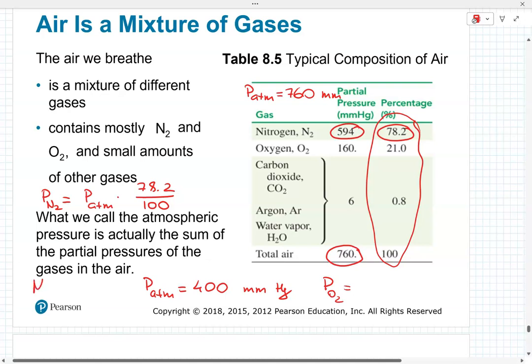So in the mountains, like you are on top of Mount Denali, I really have no idea how high you have to go, you have 400 millimeters of mercury. Are you with me? How do we calculate then the partial pressure of oxygen? So we would have to create another proportion like we did with the other. The partial pressure of a component is proportional to its share. So this is total. Like 21% of 400. Yes, 21% of 400. Does that make sense?